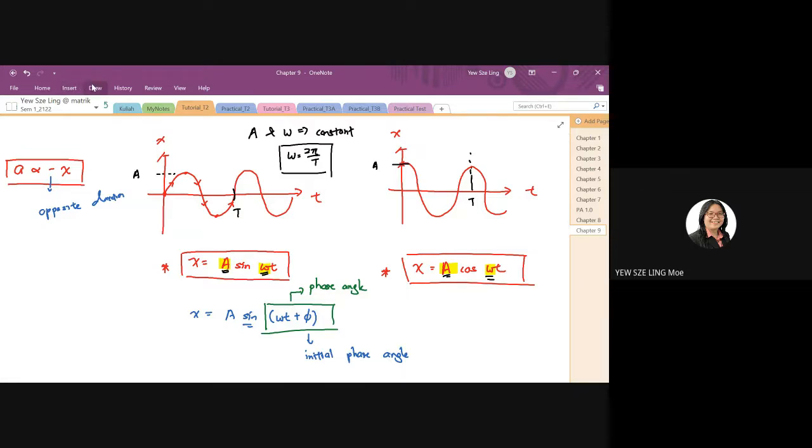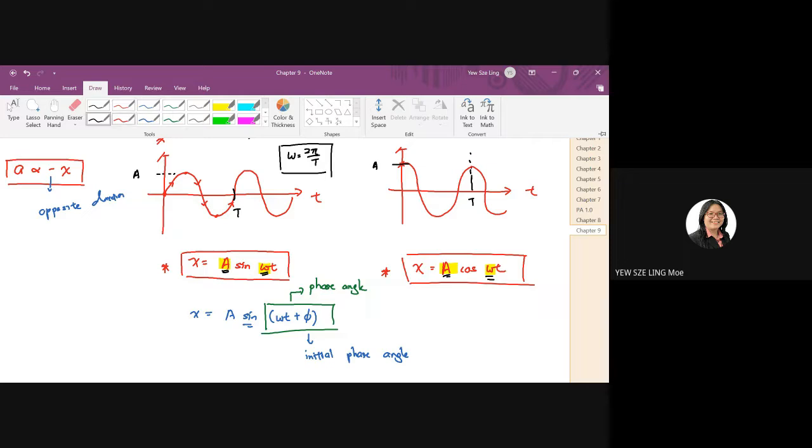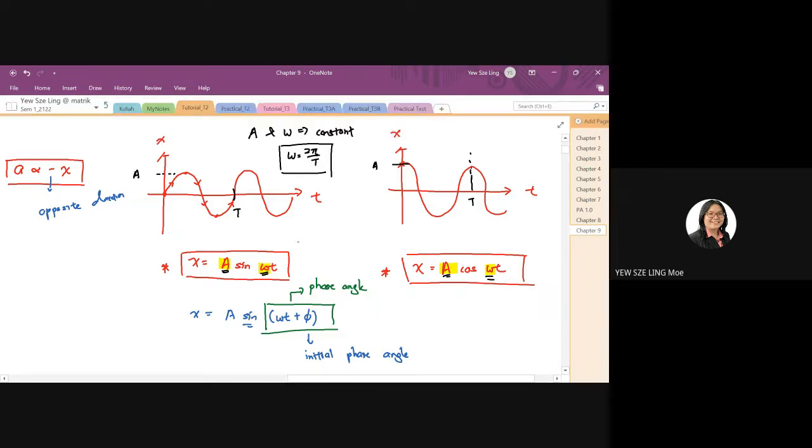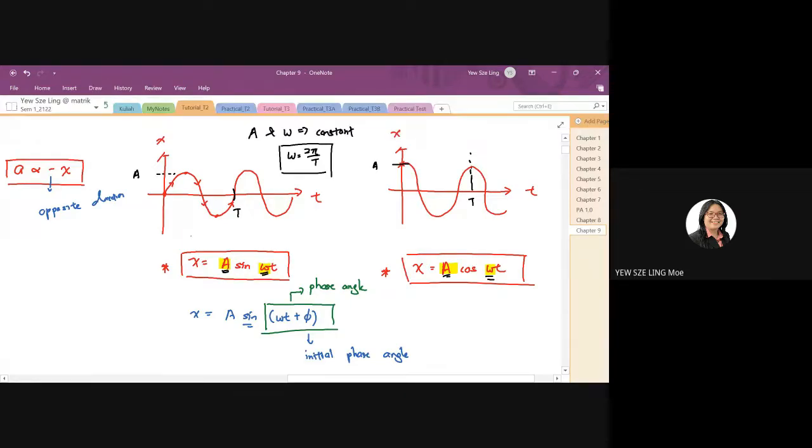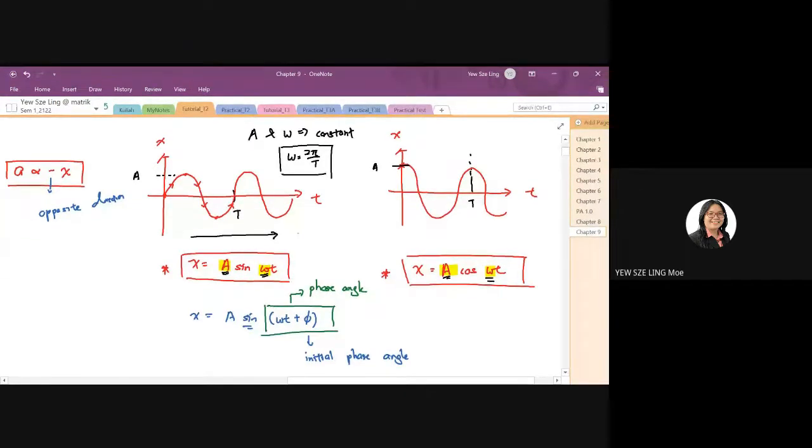Now, how about x and t? x changes with time, so that means it is not constant. Time also keeps changing throughout the motion. It keeps increasing, as you can see in the graph here. So time is increasing, t increases.